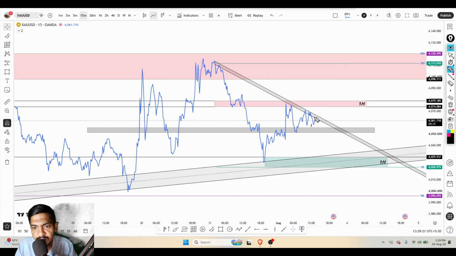There might be a fake move. Remember, there might be a fake move. Once we get that fake move or resistance from this trend line, we come down after the breakout of this and the retracement. Remember, traders, retracement is very important. After the retracement we come down until this level.